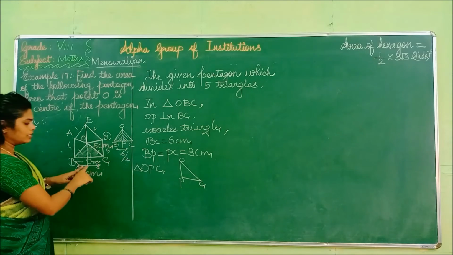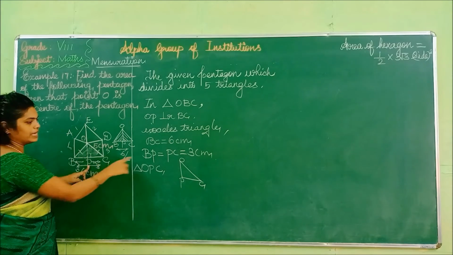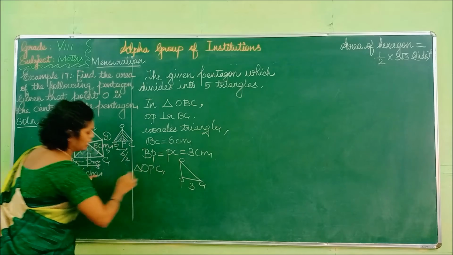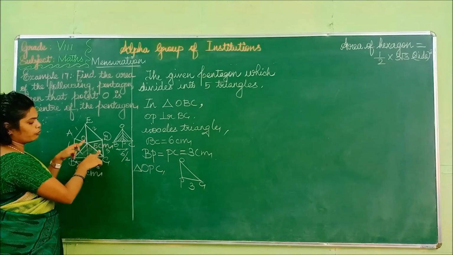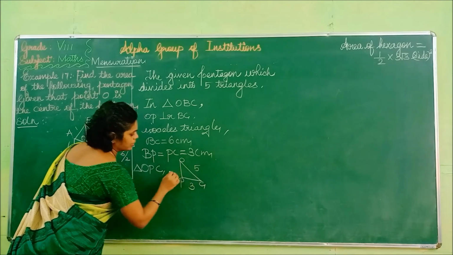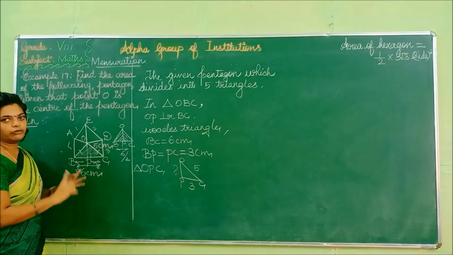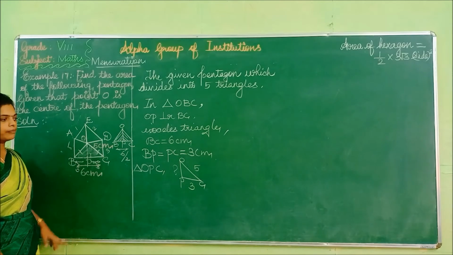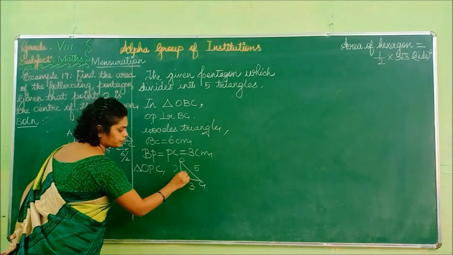POC. So what is the measurement which we have found out for PC? The value is 3, and in the given figure the value of OC is 5 centimeter. We need the height, then only we can apply it in the formula. So you have to find the height.